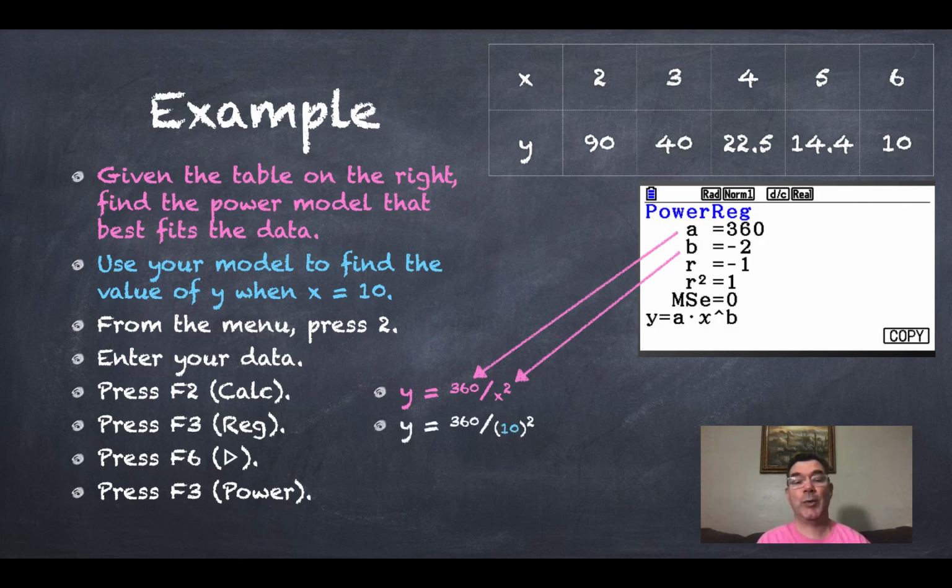All right, and now I will answer the rest of the question. Now I know what the model is, and I have an x to plug into it. So the y, when x equals 10, will equal 360 divided by 10 squared. And that is 360 over 100, and that works out to be 3.6.